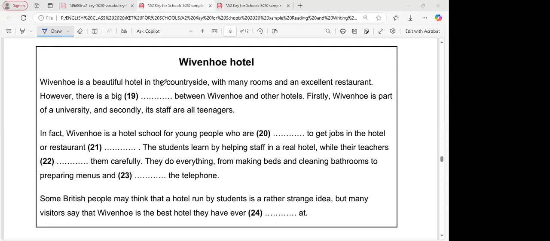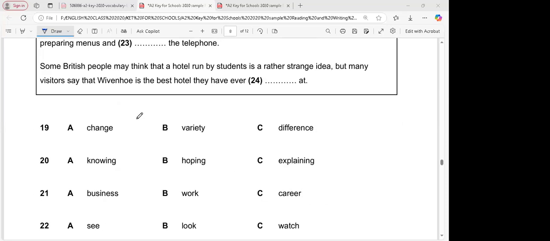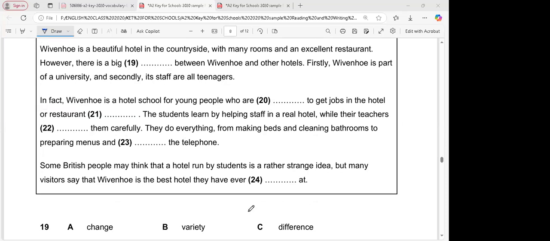Ivanhoe is a beautiful hotel in the countryside with many rooms and an excellent restaurant. However, there is a big blank between Ivanhoe and other hotels. So there is a big change or variety or difference between them. There's a big change between two, we don't say, no? So like that, you have to decide the answer, okay? Firstly, one is part of a university, and secondly, its staff are all teenagers, okay?